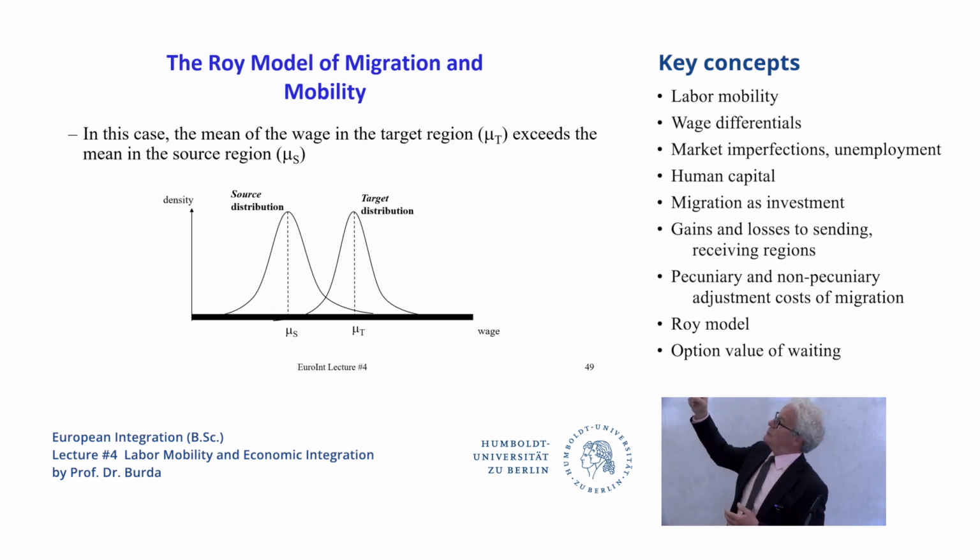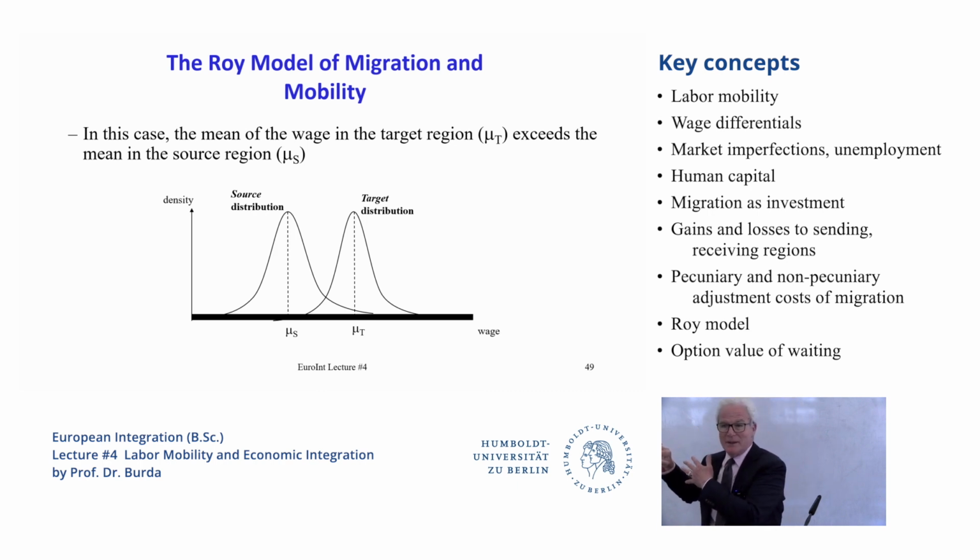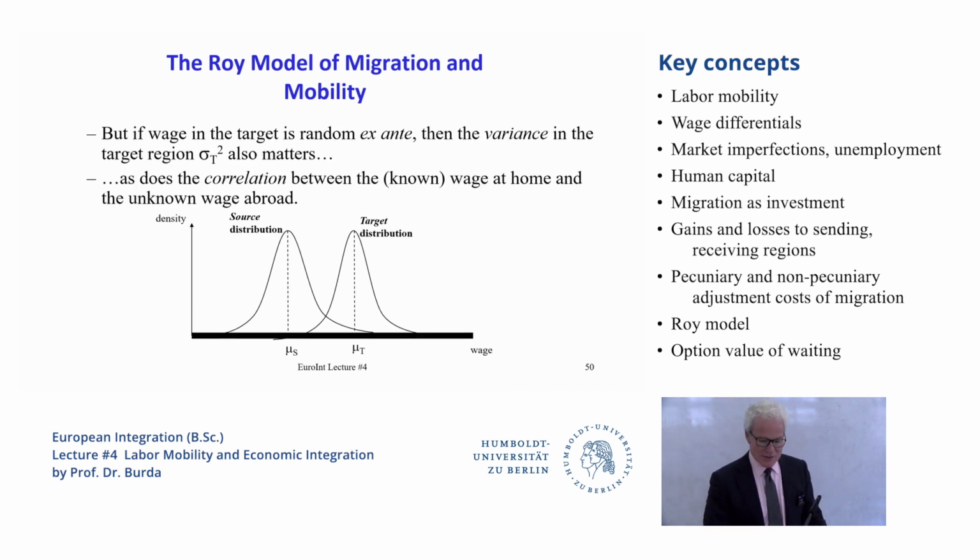But again, if the distribution is to the right far enough, it may still be worthwhile, because being an engineer in the Soviet Union may not have paid as well as being a taxi driver in Israel. So these are the things that matter. So this is kind of what Roy talks about. It's the spread at home, the spread abroad, and the correlation of the two. That's going to be the drivers of the decision in the Roy model.